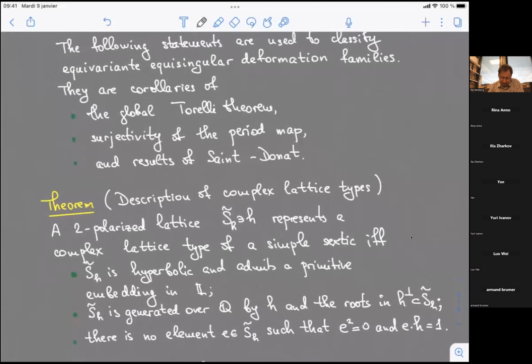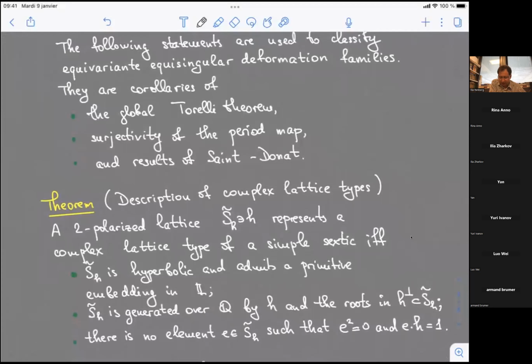So I'm interested in two polarized lattices that represent a complex lattice type of a simple sextic. So for the moment, everything is complex. And the statement is that a two polarized lattice represents a complex lattice type of simple sextic if and only if. So of course, this lattice should be hyperbolic. And of course, it should admit a primitive embedding in L. So L is my standard lattice 2E8 plus 3U.